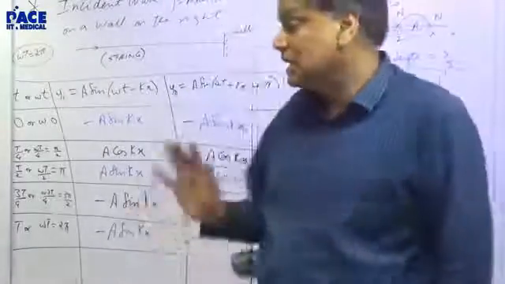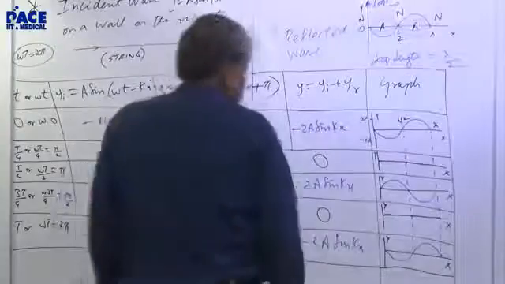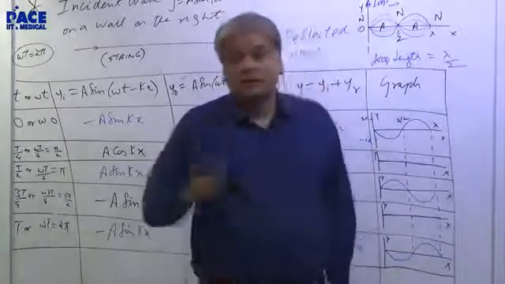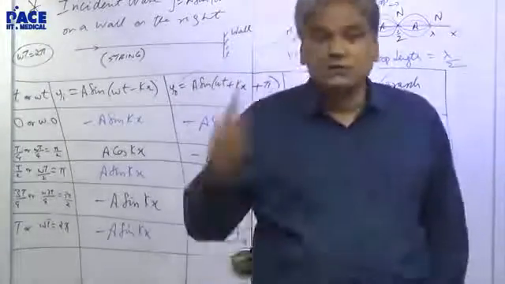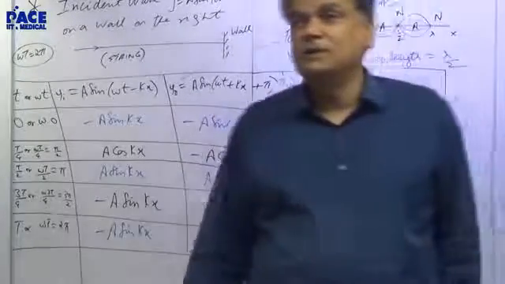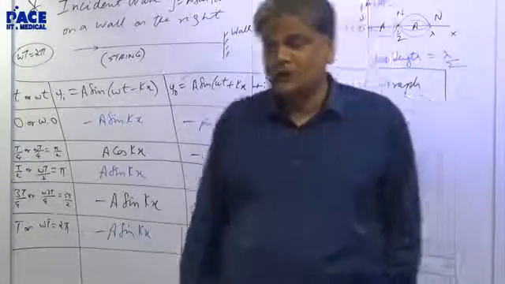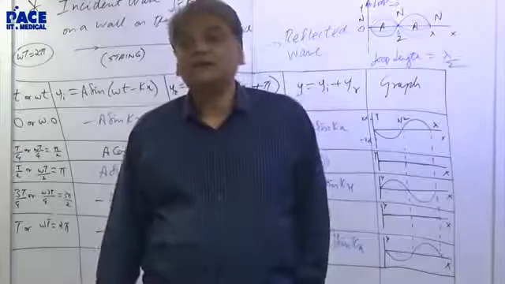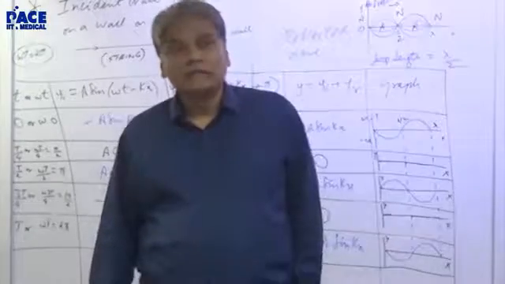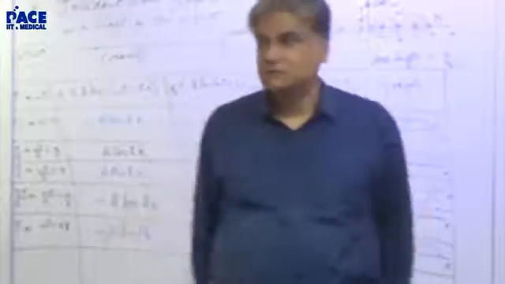So get this, I'm saying this whole thing again, it's very important. Gap between adjacent nodes is lambda by 2. Gap between adjacent antinodes is lambda by 2. Gap between adjacent node and antinode is lambda by 4. Loop length is lambda by 2. That's it.